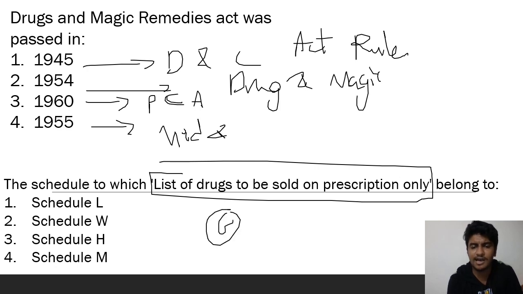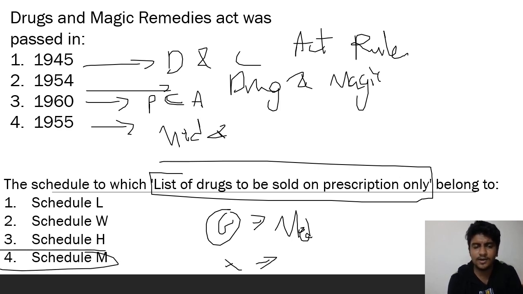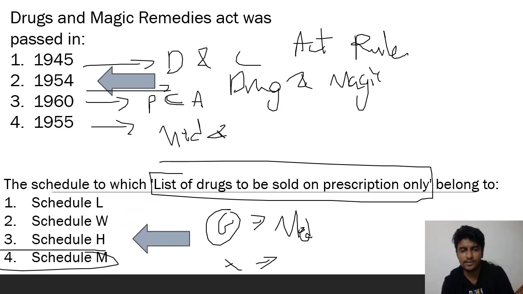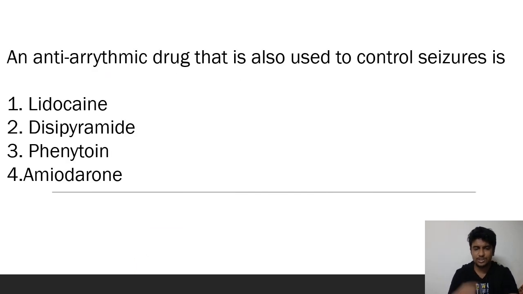Next up, the schedule where the list of drugs are to be sold on prescription. So in Schedule G, we have those drugs that are to be sold under medical supervision. Schedule X, we have narcotics. Schedule M, we have good manufacturing practices. Schedule W is for patent proprietary non-generic things. V and W are correlated. And H is the one where the list of drugs are to be sold under prescription only. So the right answer is H.